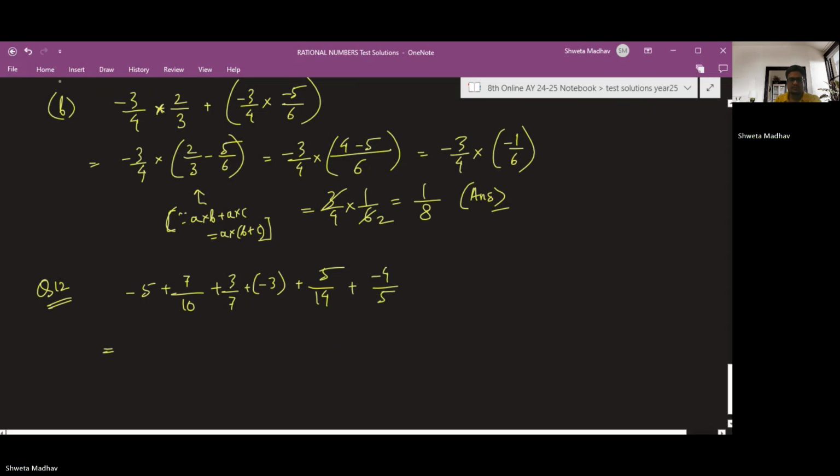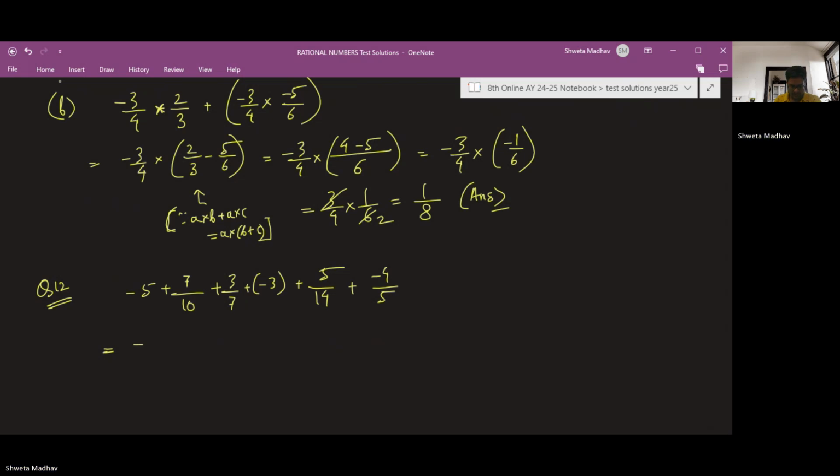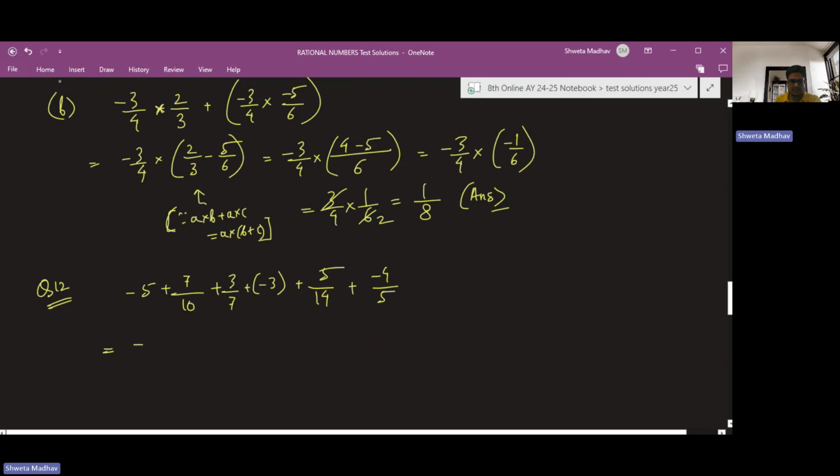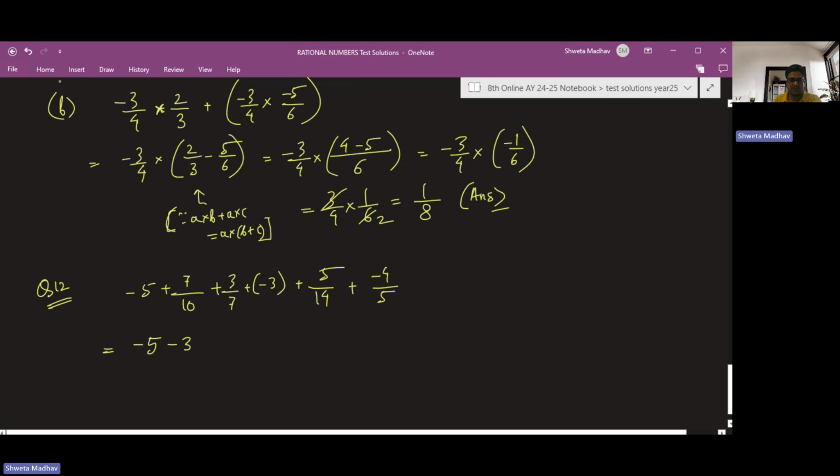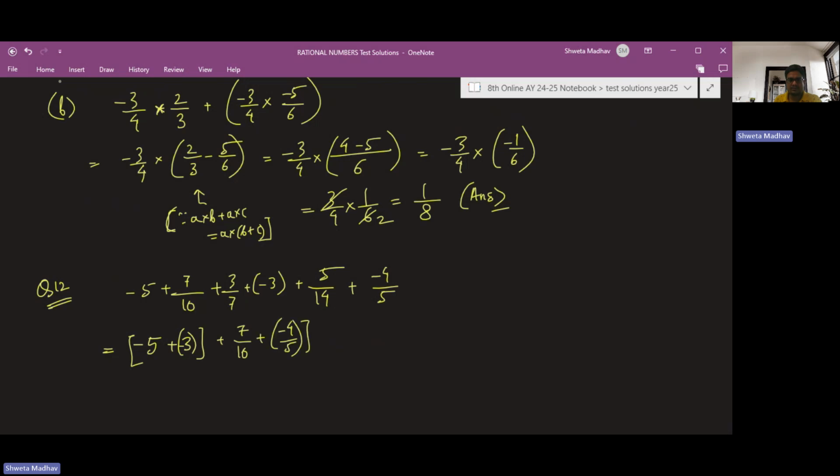Now we can rearrange this so as to make the calculation easier. So this will be minus 5 minus plus of minus 3. And then I can say this is plus of 7 by 10 plus of minus 4 by 5. This I can take them together. This would be plus of 3 by 7 plus 5 by 14.